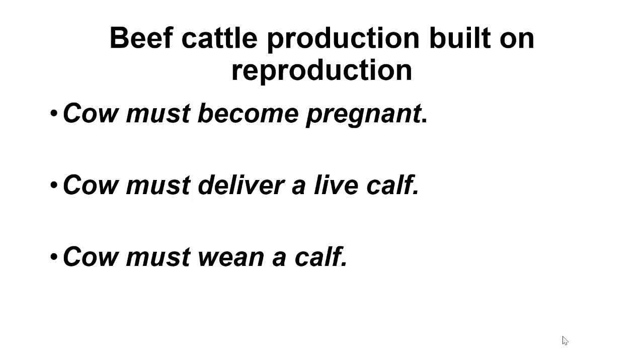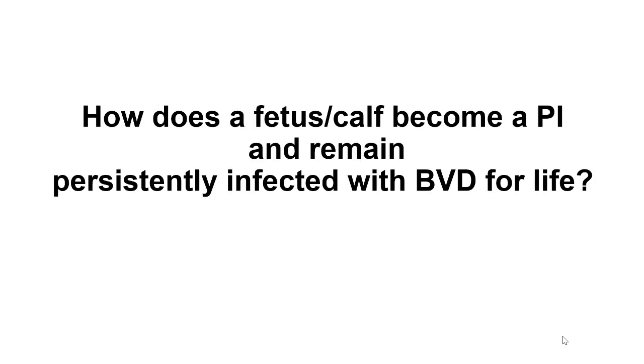So again, BVD can really cause a wreck in any of these stages of reproduction. Okay, so how does a fetus become a PI and remain persistently infected with BVD for life? Can't stress that enough. Once she becomes persistently infected, a PI, that animal will shed that virus for the rest of its life.